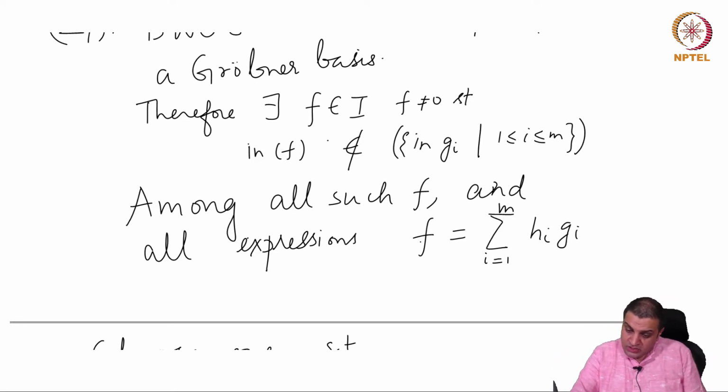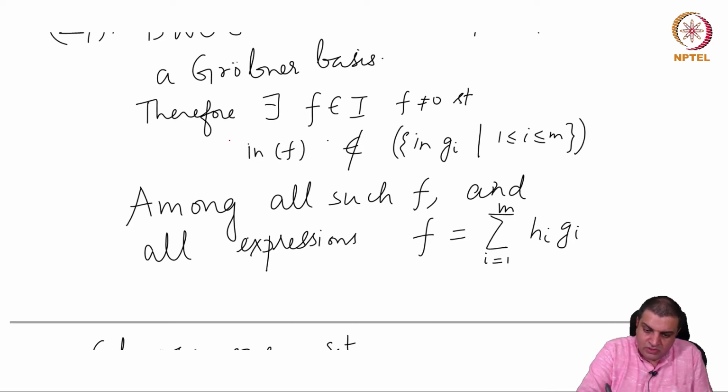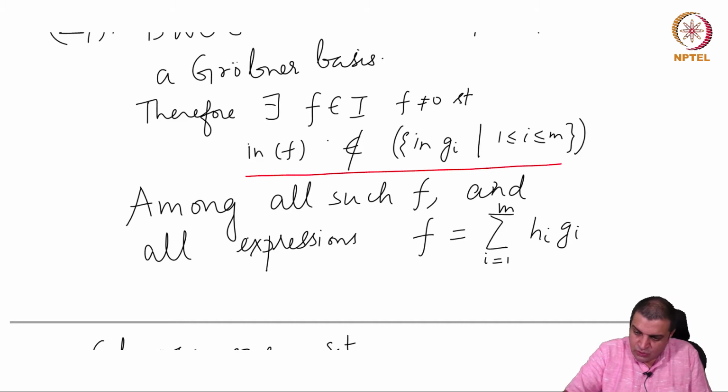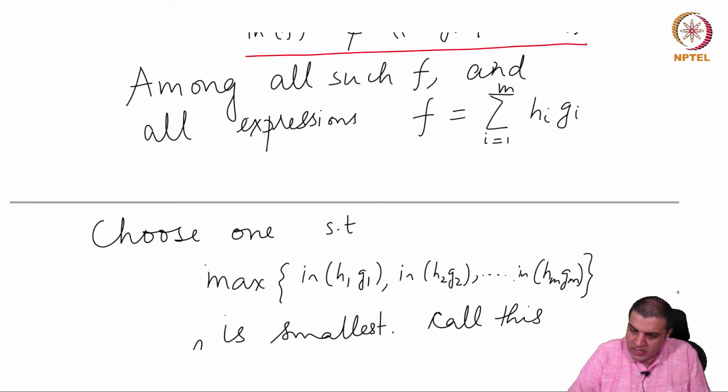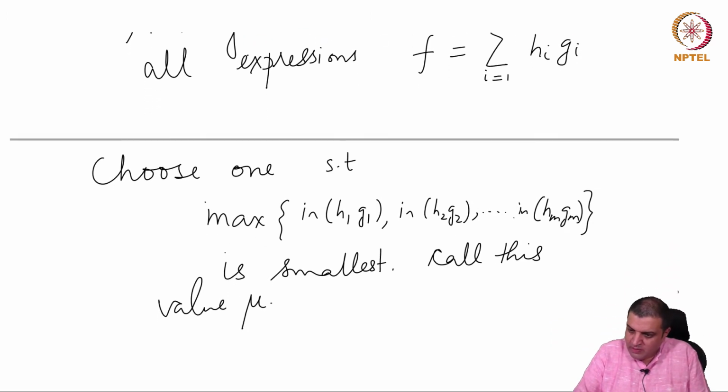Now, among all such F where this is true, and all such expressions where F is written as a linear combination of the GIs, choose one. For any such expression, compute the maximum of the initial terms of the individual terms in the sum, HIGI. Choose one that is smallest and call that smallest value mu.